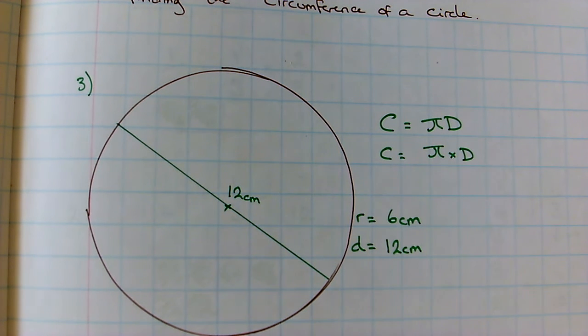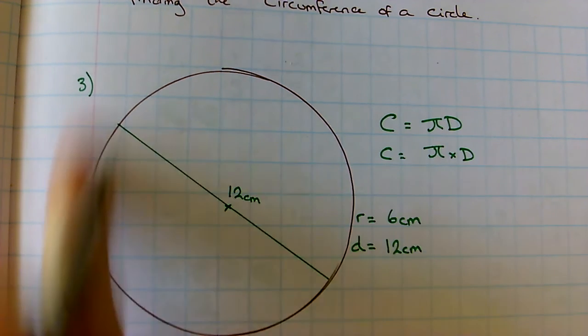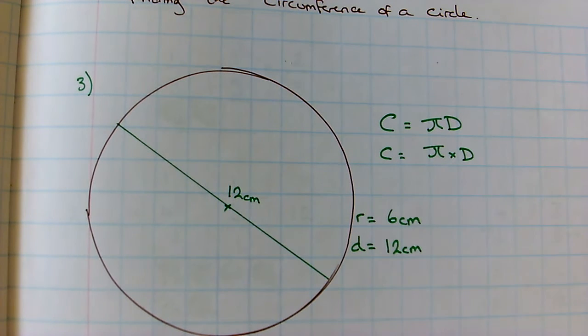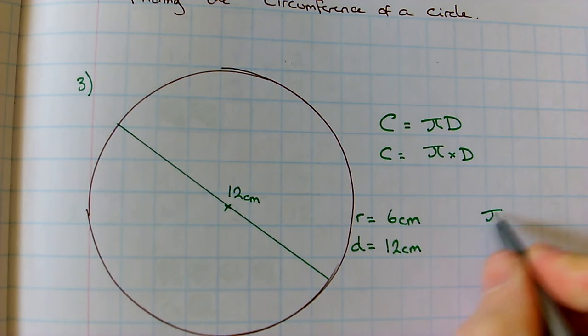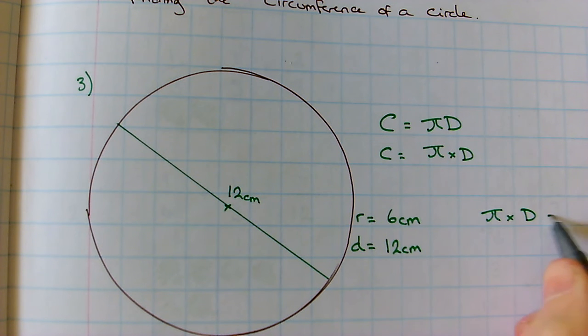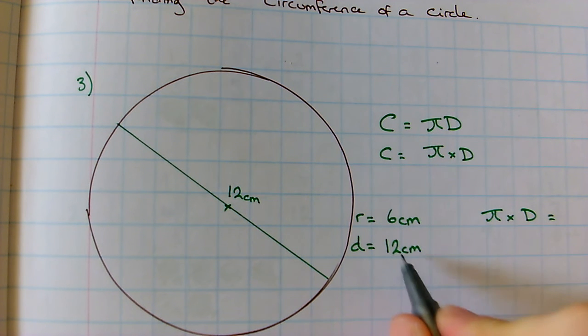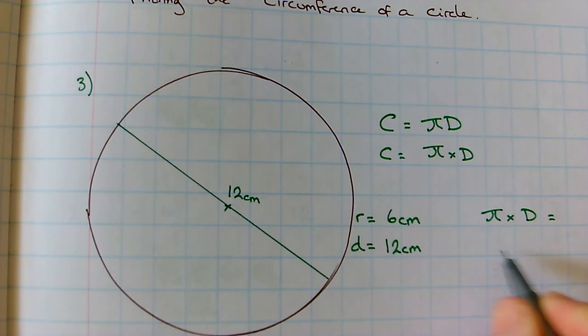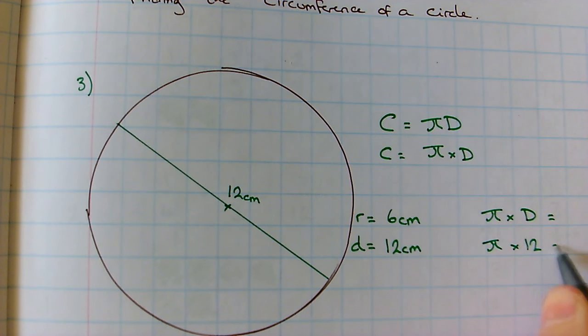Okay, so now I've done that, I can now work out the distance all the way around the outside, the circumference. And that is pi times the diameter. Now all I'm going to do is swap the letter D for what I've determined D to be, which is 12. So it is pi times 12, which if you type that into a calculator will give you the first answer, 12 pi.